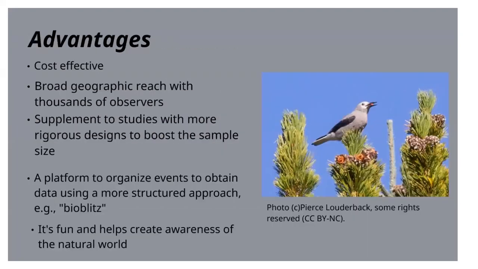Some of the advantages of community science are that it's cost effective. By crowdsourcing and getting lots of people involved, you can get a lot of data really fast for very little money. And conservation projects are often not well funded. You can get broad geographic reach with thousands of observers. You can supplement more rigorous scientific studies to boost the sample size. And you can use the platform to organize events like a BioBlitz using a more structured approach. And it's also fun and helps create awareness of the natural world. Next slide.